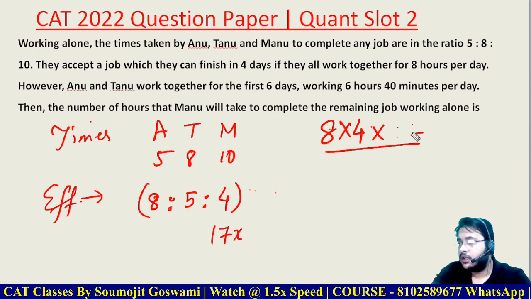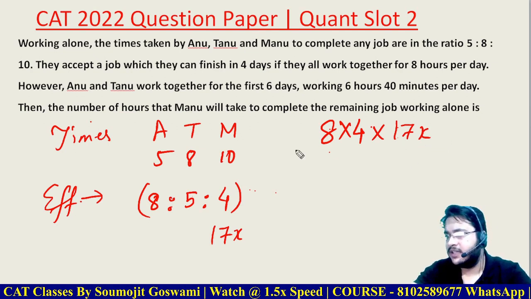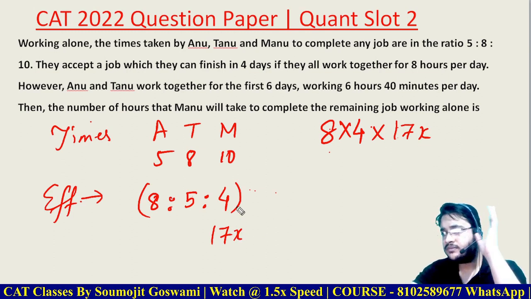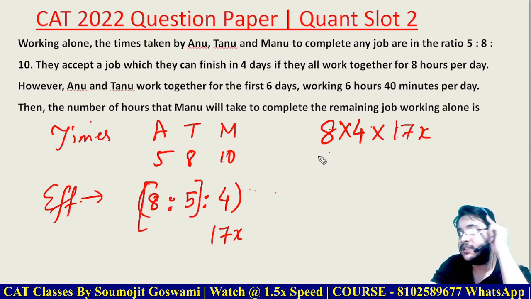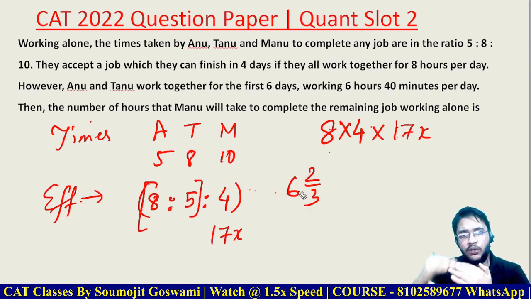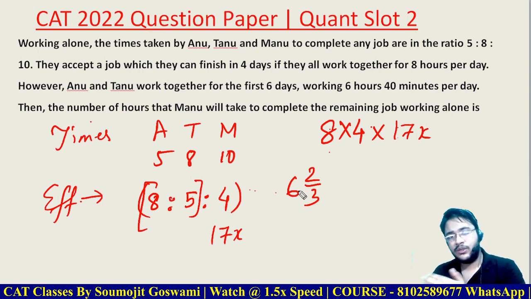So what will the total amount of work be? The total amount of work will be 4 into 8 into 17x. Now x is just a variable, it does not have anything. Now the question says that Anu and Tanu work together for the first 6 days, working 6 hours and 40 minutes. So what exactly is 6 hours 40 minutes? It is 6 whole 40 by 60, which is 6 whole 2 by 3. You do your simplification, you'll get 6 into 6 whole 2 by 3.